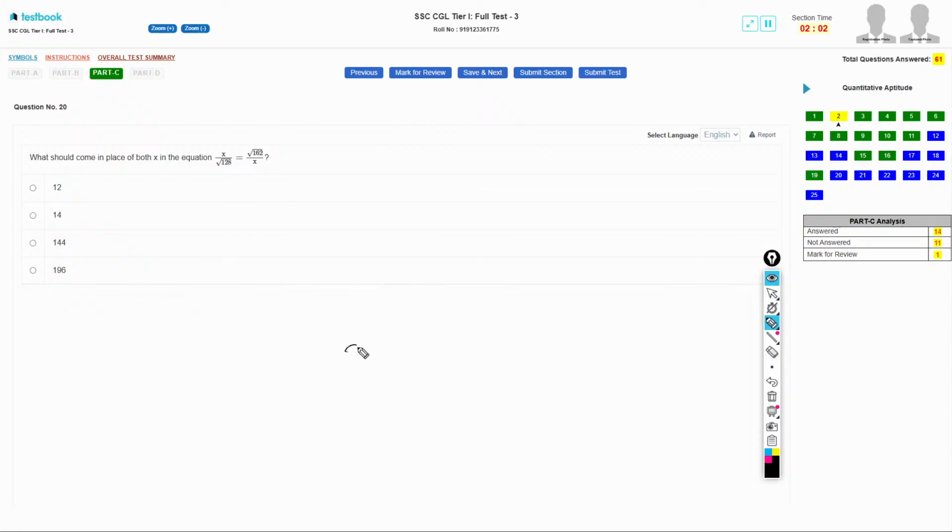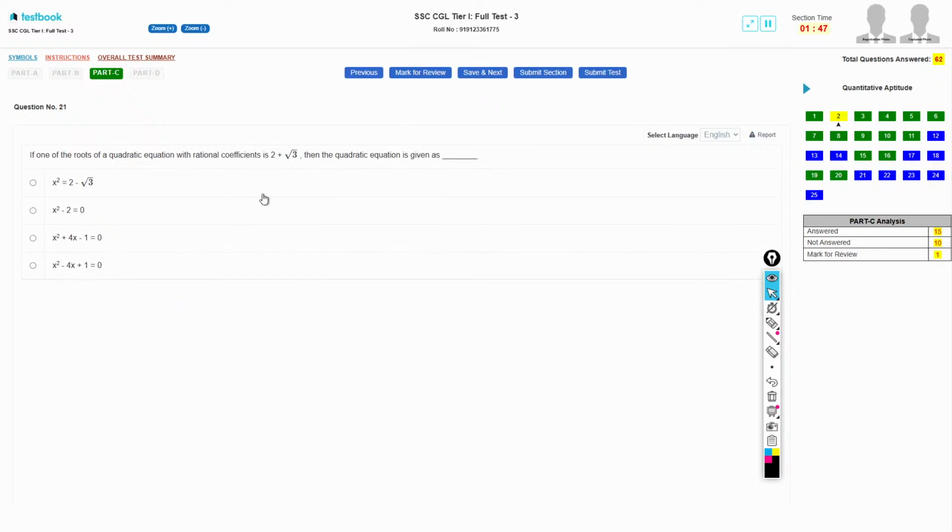Okay, so x square equal to 162. So 81 times 2, so 256. 256 is 16. So 9 into 16, 144. Okay, one of the roots of the quadratic equation is 2 plus root 3. Minus b plus minus under root b square minus 4ac by 2a. This one.